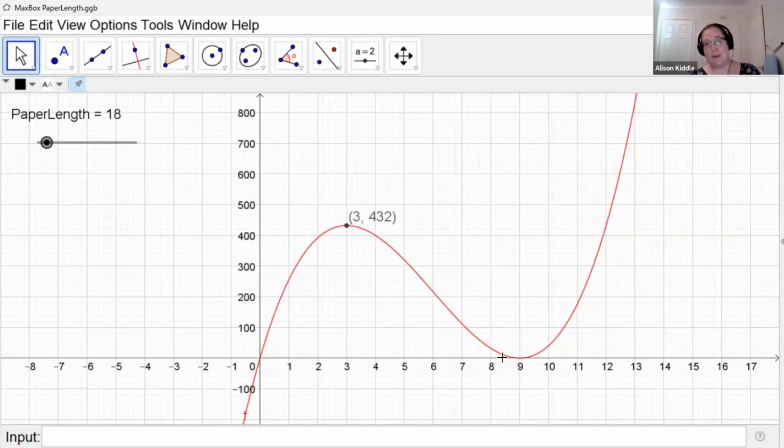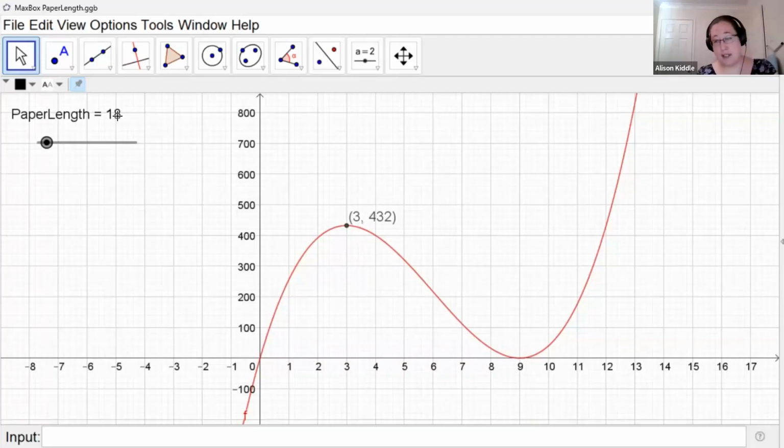Nice, interesting opportunity here to discuss that when you plot a graph, you're going to get solutions and things going on that might not apply to the real world problem. So a good bit of mathematical modelling here, because of course, going beyond 9 on this graph would mean that I would be cutting off a negative amount of paper to make my box. And so then it starts to grow again, but that doesn't make sense in the real world. So a nice conversation to be had about what the graph means beyond the limits.